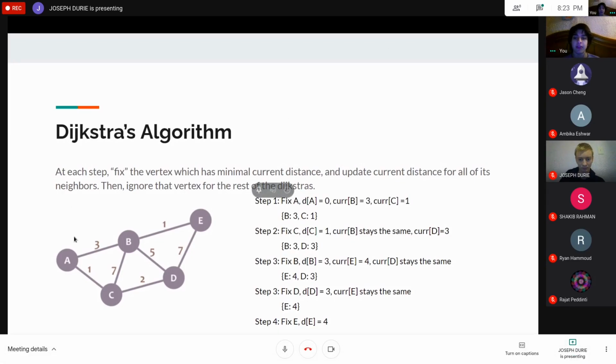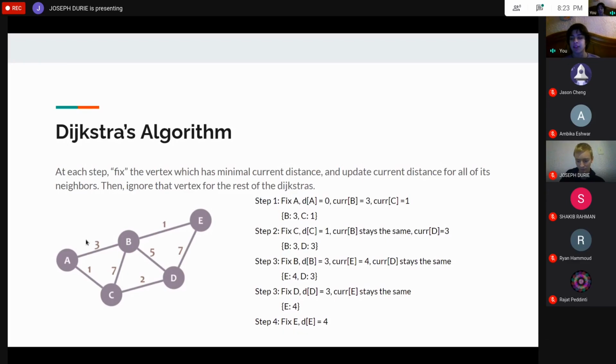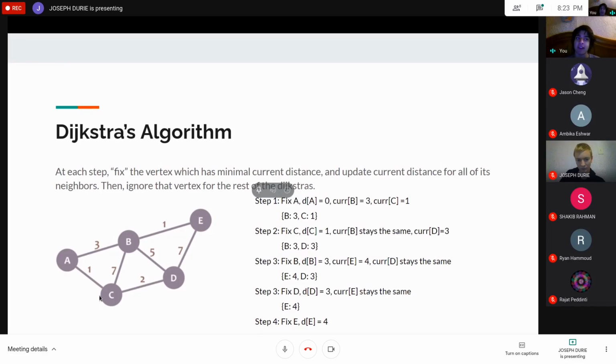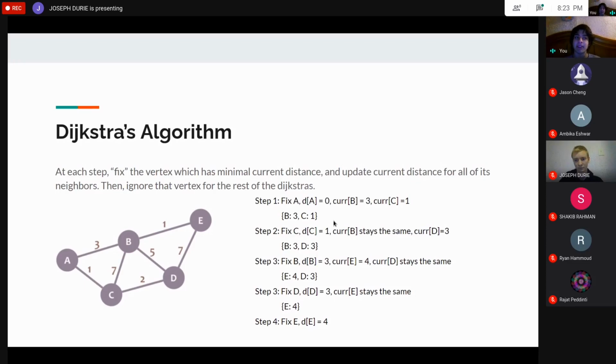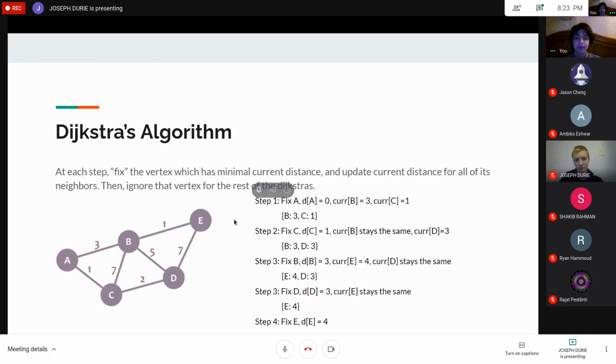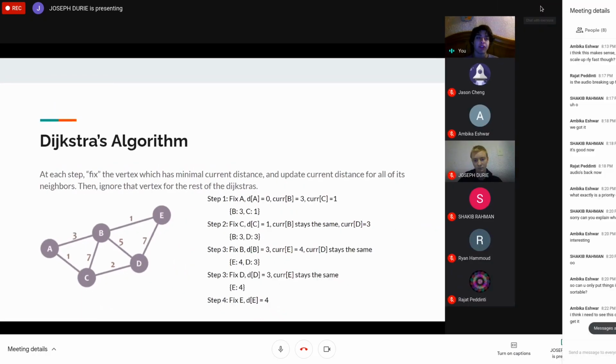Then their distances, as Joe said, start at infinity. And so 3 and 1 are less than infinity. So okay, so we did an update. Now that we did an update, we update their actual D values, but then we also push into the priority queue the pairs 3 comma B and 1 comma C. Okay? Now that iteration is over.